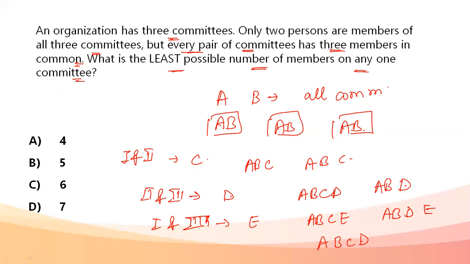Now, as per the given condition, two members are common in every committee and three members are common in every pair of committees. So two has to be common in every committee, three in every pair of committees. Hence, the least number of members in any committee that you consider has to be at least four. If you are not taking four members, you will not have three people that are going to be common. If you need to have three members in common, you need to have at least four members. So my answer to this question is four.